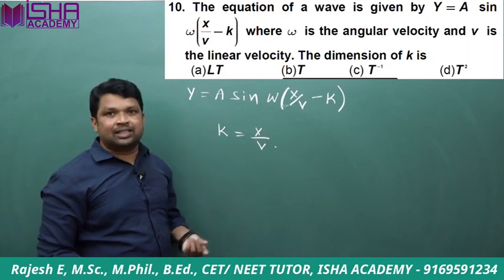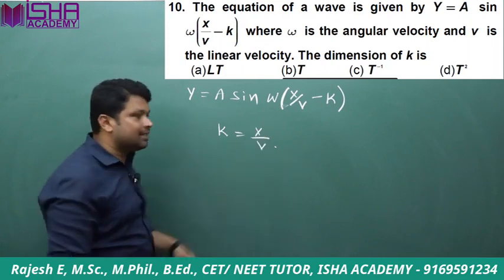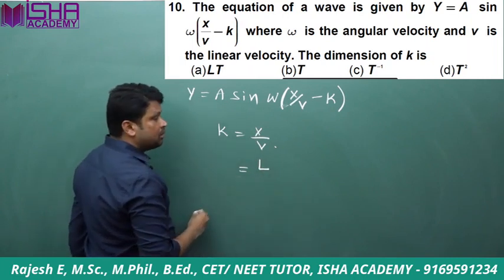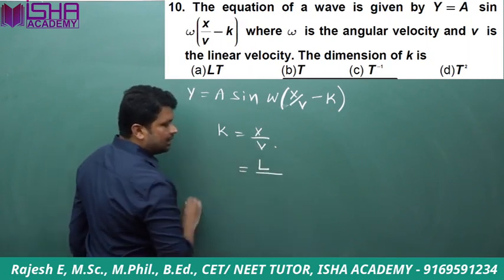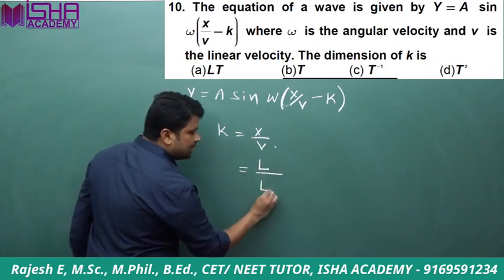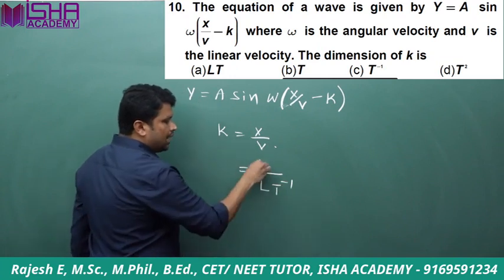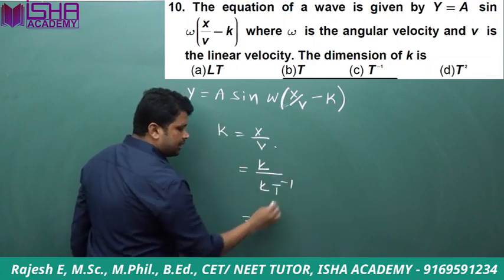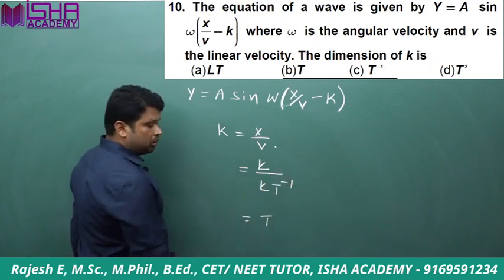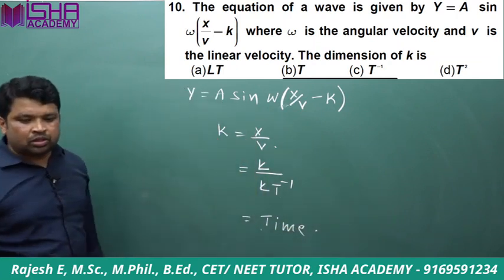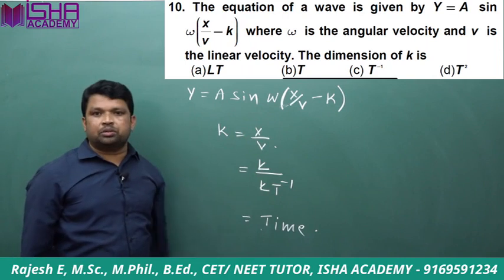So what is x? Distance. What is v? Velocity. So the dimension of distance is length, L, right? And v is velocity. Dimension of velocity is L t power minus 1. So L gets cancelled, right? T power minus 1, take it to numerator. This will become t power plus 1. So t is nothing but time. This is time. So the option is B. See the option? The option is B.